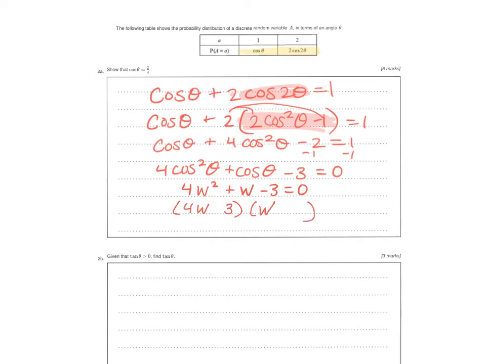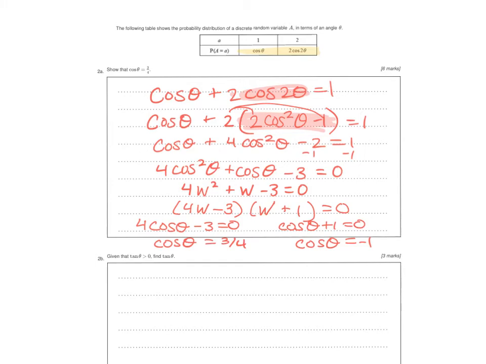And we need it to be plus 1 minus 3. Okay, so there's our factored form. And then once we do that, we can put the cosine back. So we now have 4 cosine of theta minus 3 equals 0, and we have cosine of theta plus 1 equals 0. And when we solve that, we get cosine of theta equals 3/4 and cosine of theta equals negative 1.